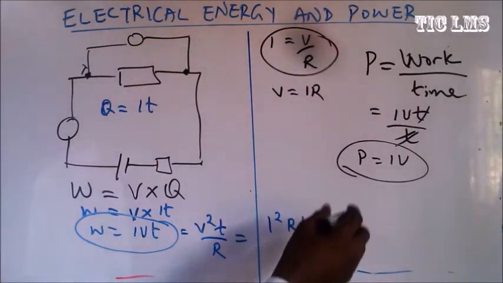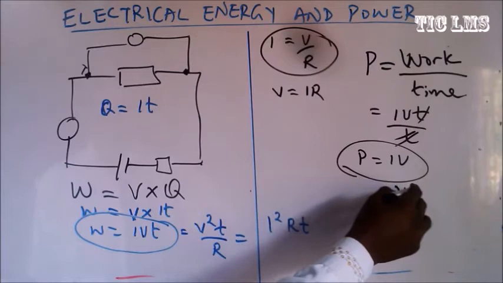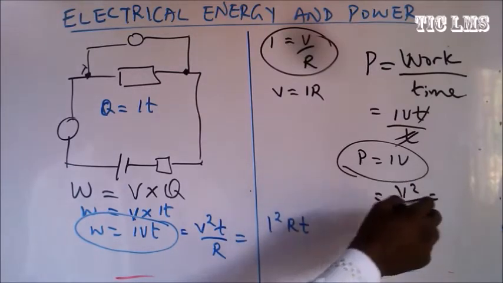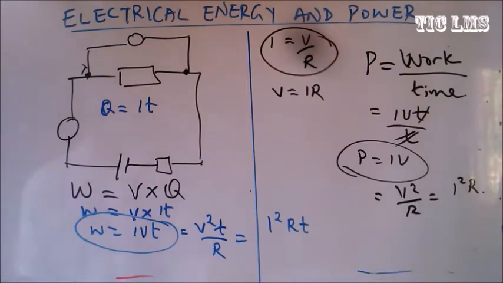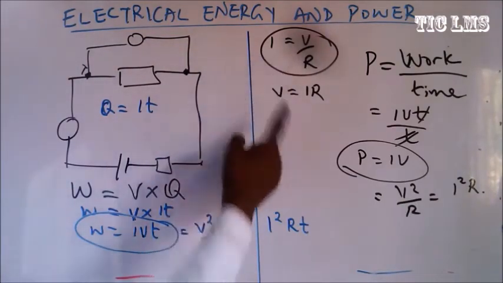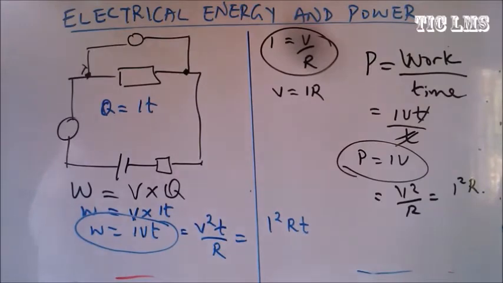We could have it as P equals V squared over R, or equals I squared R, which does not need to be crammed as well. All you need to do is to remember this formula, and then you replace whatever needs to be replaced.